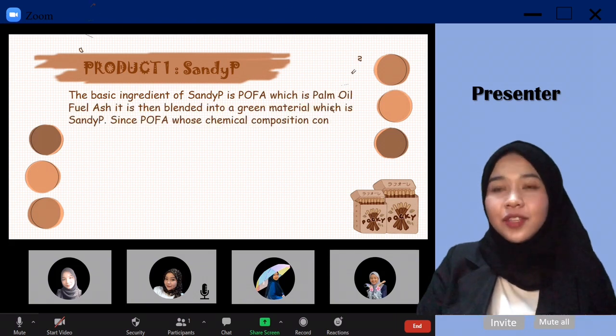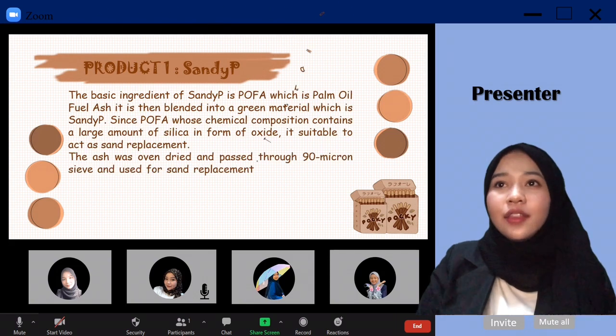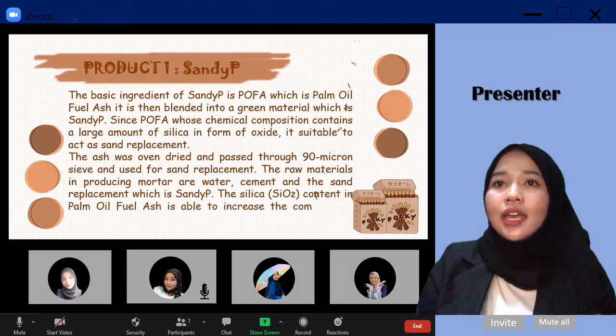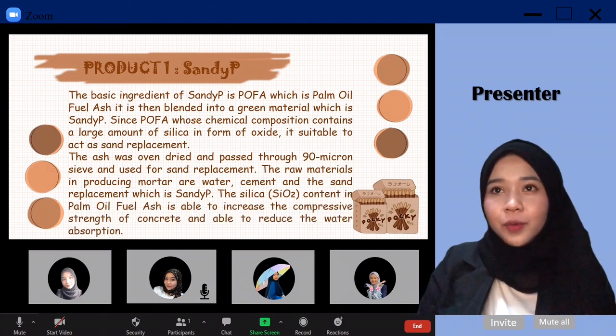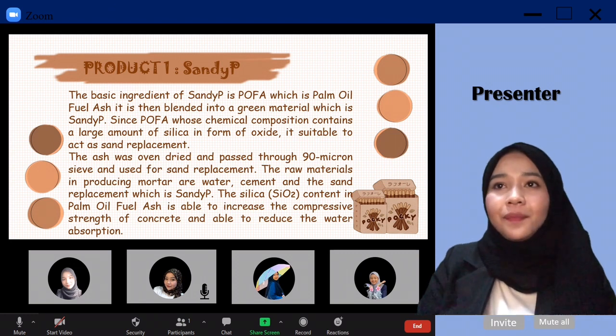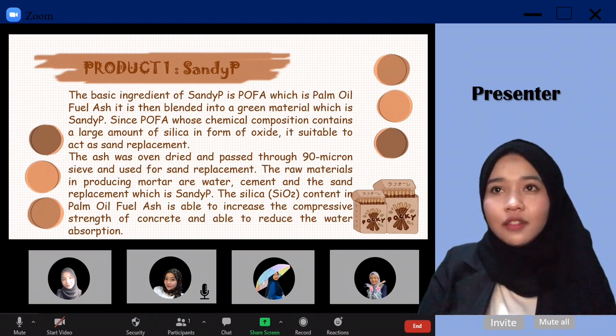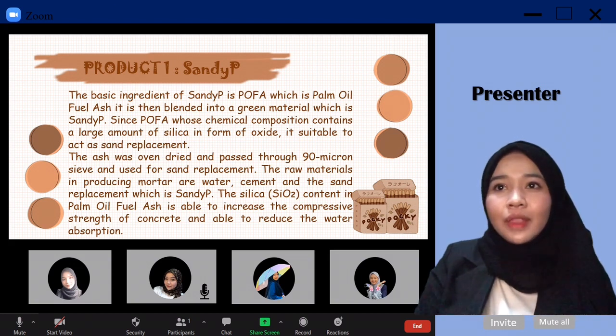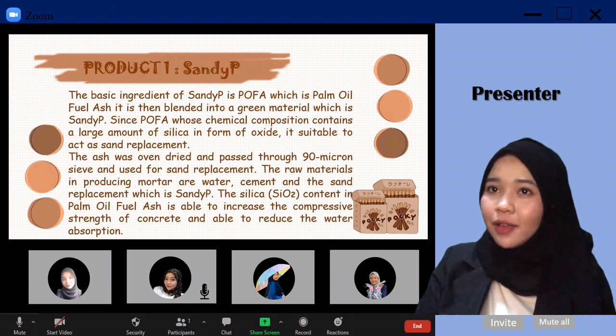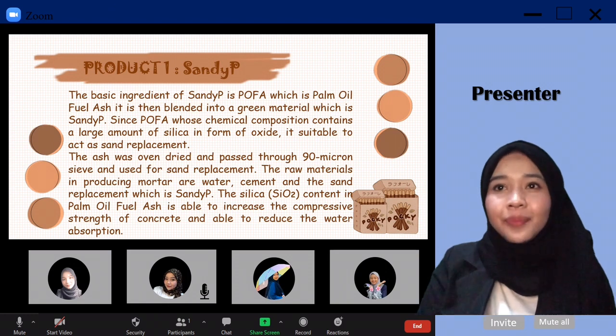The formulation of this product is the basic ingredient of the sand dip is POFA, which is palm oil fuel ash. It is then blended into a green material which is turned into a sand dip. Since POFA's chemical composition contains a large amount of silica in the form of oxide, it is suitable to act as sand replacement. The ash of POFA was then oven dried and passed through a 90 micron sieve and used for sand replacement. The raw materials in producing mortar are water, cement, and the sand replacement which is sand dip.